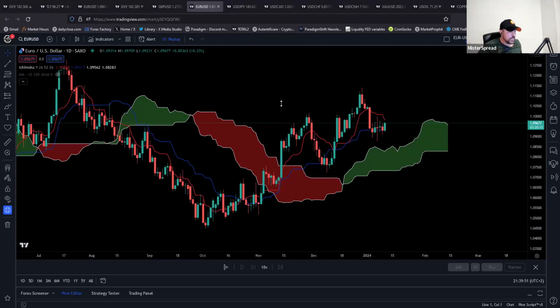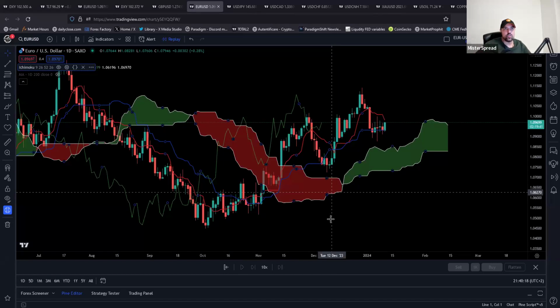But now let's add the other elements, like the conversion line and the baseline. If these two are under the Kumo, it means that we are in a bearish trend. If they are above the Kumo, it means that we're in a bullish trend. So I will add the last element of confirmation. And this is a very conservative approach, like I said. If you're going to wait for the lagging span to cross above the Kumo, let's add the lagging span.